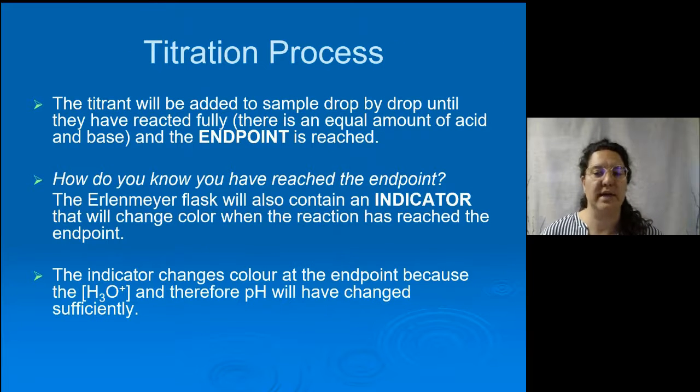And in the titration process, we're going to add that titrant solution drop by drop until they've fully reacted. So there's an equal amount of acid and base depending on their molar concentration, and this is the end point of the reaction. So we know we've reached the end point of the reaction because the fluid in the Erlenmeyer flask will change color when we've reached the end point because we've added an indicator. So the indicator changes color at the end point because we've changed the pH sufficiently to reach that stage.